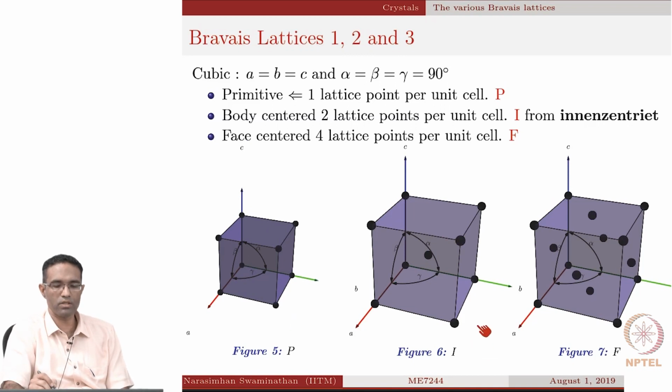Okay. The other one is called body centered, where you have 2 lattice points per unit cell, and the third one is basically the face centered, where you have 4 lattice points per unit cell, and there is a representation that is generally used when we talk about this Bravais lattice. P is for primitive, I is for body centered, and F is for face centered. Remember, these symbols are going to be used again when we talk about symmetry. Okay, so this P, this I, and this F are representing primitive, body centered, and face centered Bravais lattices.